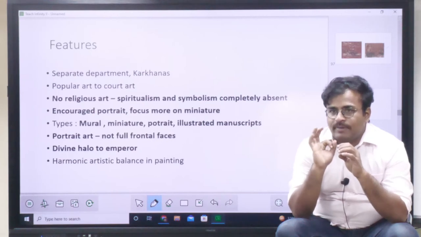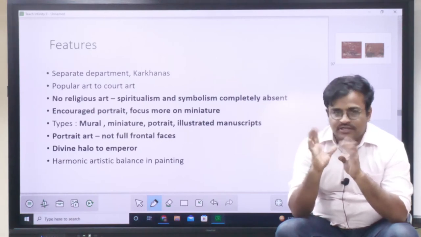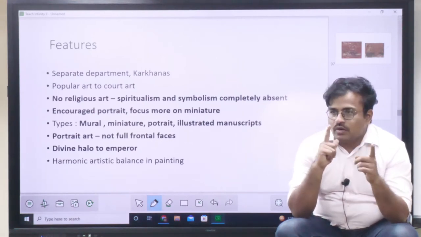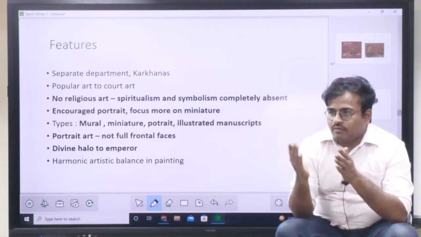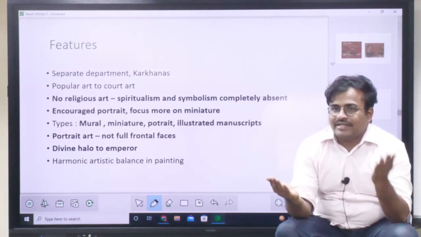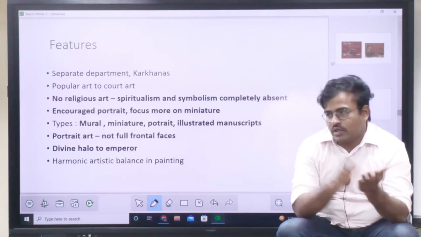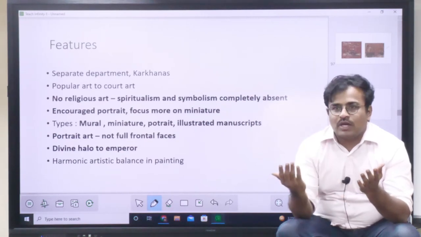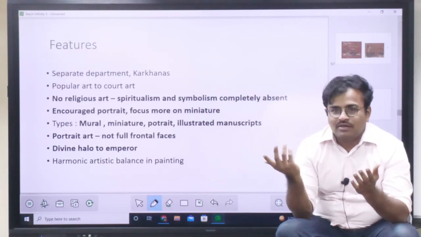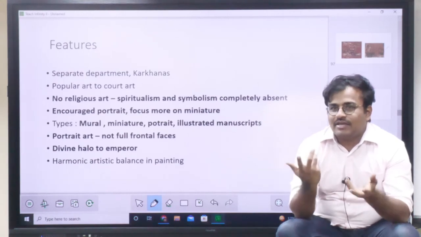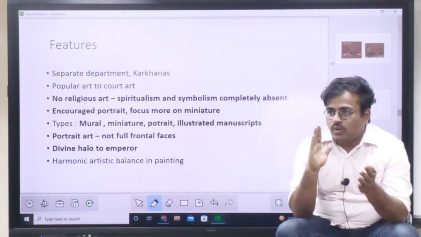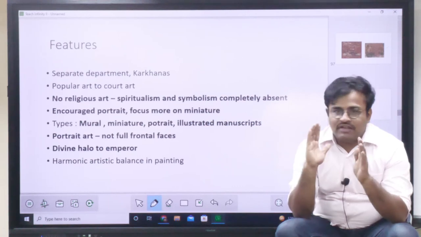Usually the miniature paintings are used for book illustrations. Book illustration means the story will be written on one side of the paper, and on the other side there will be a painting reflecting the same story. Many Mughal rulers were illiterate, just like Akbar, so they couldn't read, but at least they could see the images. That is why they started doing this. Book illustrations are very prominent.